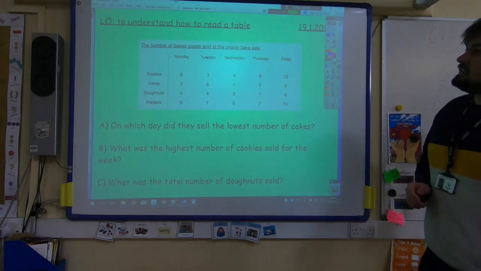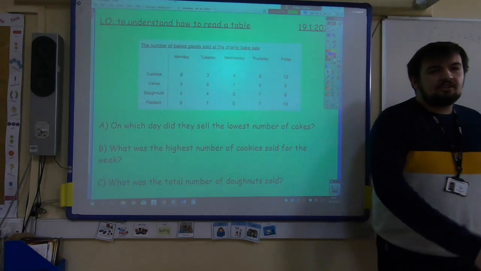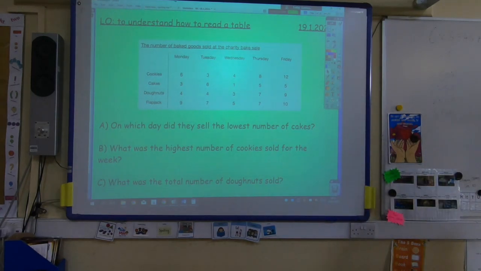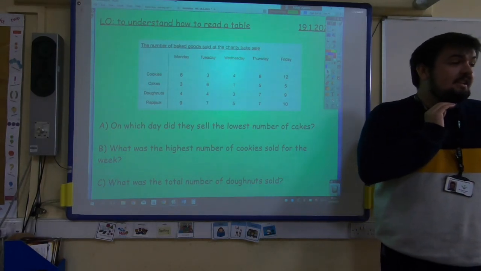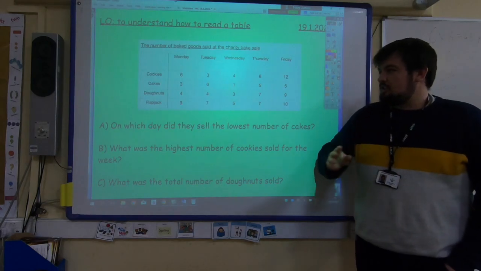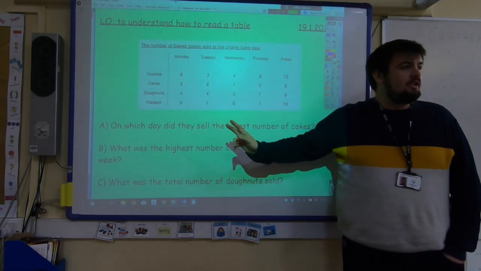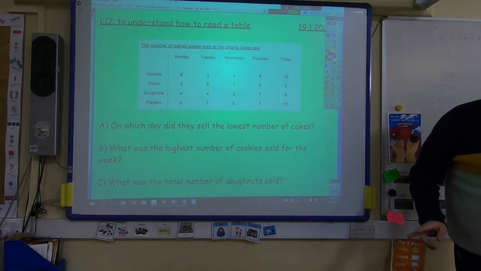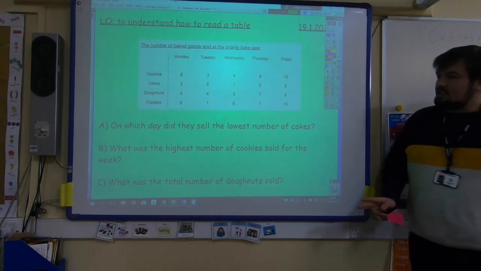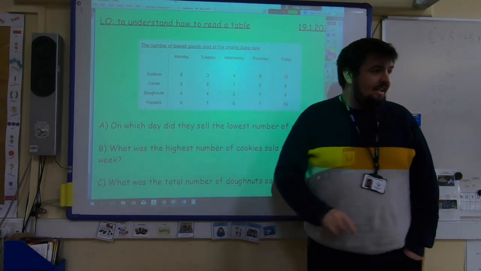Okay. And what does this mean across the top? Monday, Tuesday, Wednesday, Thursday, Friday. Mabley? It's telling you what day of the week it is. Yeah, it tells you what day of the week. What do you think these numbers in here mean then? Ella? Is it because that's how many they sold each day? Yeah. It tells you how many they sold of that specific thing each day.